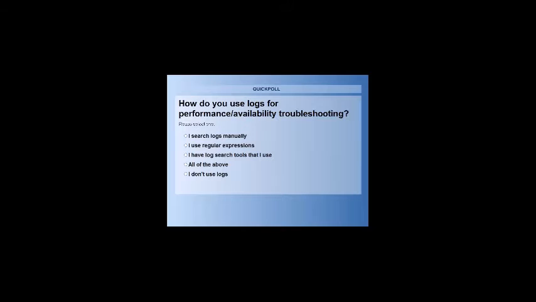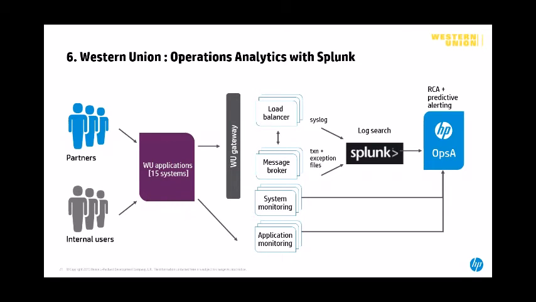So all of these partners and internal users are accessing Western Union's important applications, and that information goes into what Western Union calls their gateway, where all the money transfer transactions go through. And then all of this load goes across a load balancer and a message broker, and the log data from these two systems go into Splunk.